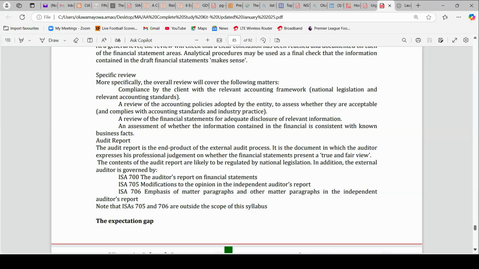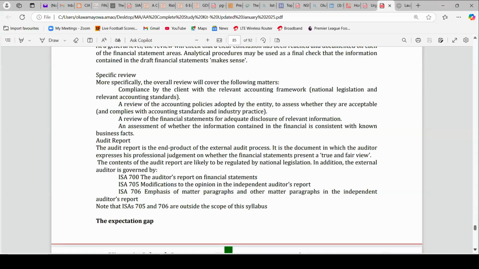So the expectation gap is simply defined as what the public thinks the auditor should do and what the auditor is expected to do based on the regulations and standards. So the difference between the two, that's what we call expectation gap. On one hand, the public is thinking something else about the auditor's work. Meanwhile, this is what the auditor is required to do based on regulation, based on the profession. So the difference between the two is what we call expectation gap.